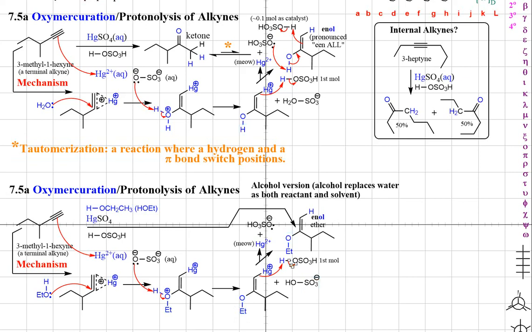If you don't have an H down here, you can't do the tautomerization step, so I erased all the tautomerization materials. And this intermediate over here called an enol is now called an enol ether, and it's not an intermediate. It is the final result of oxymercuration protonolysis of alkynes using an alcohol instead of using water. You will not find this in the textbook, so take note of it now. Be ready to use it on exams.